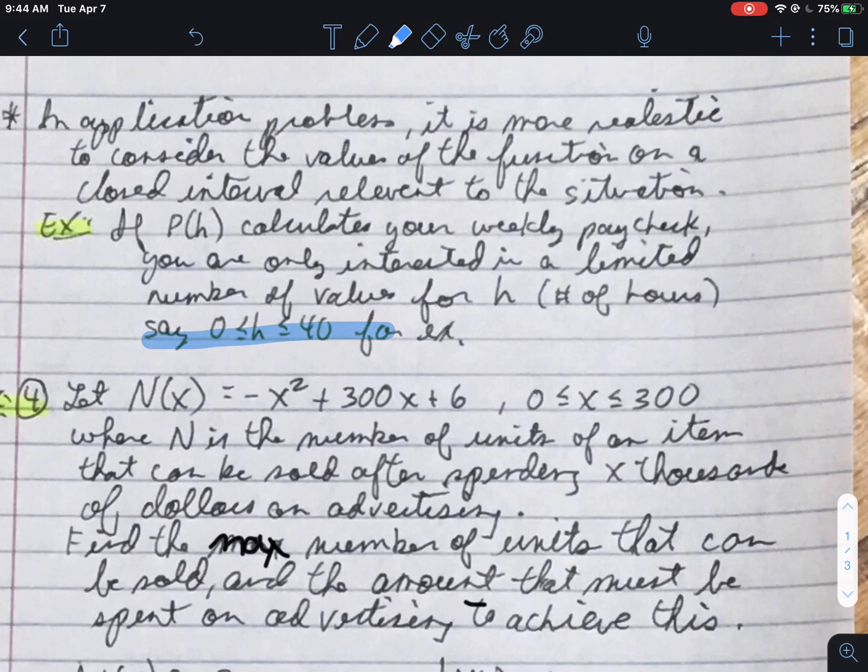But that's a pretty basic observation. Yeah, you're only going to work a certain number of hours, and there's only a realistic number of hours that could be worked within the week. So we're limiting the domain. I don't care about P of 500, for example, because I'm not going to work 500 hours in the week. So that idea. These next couple are more specific.